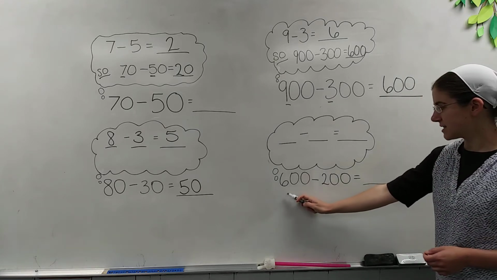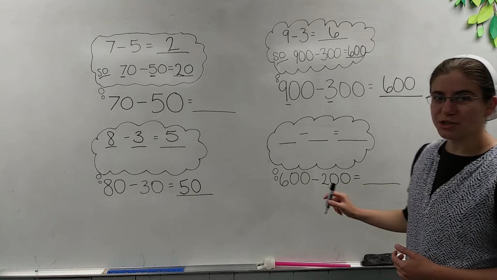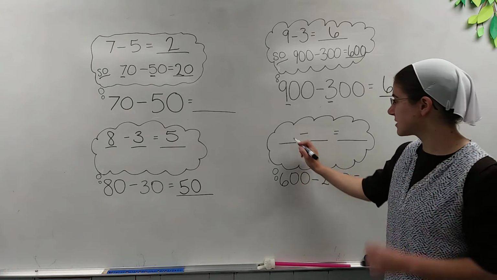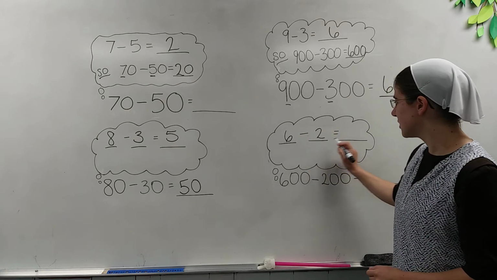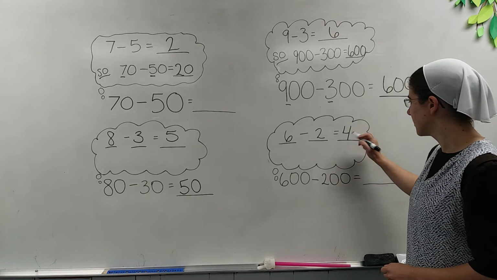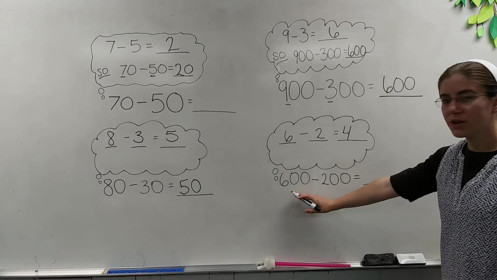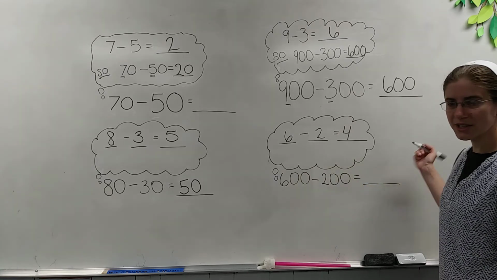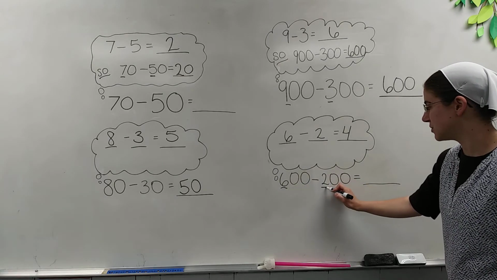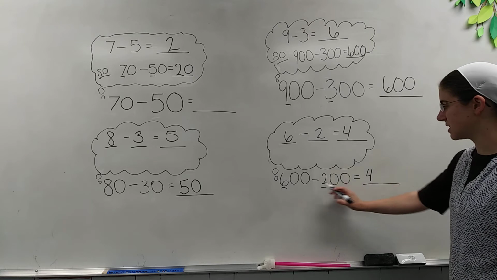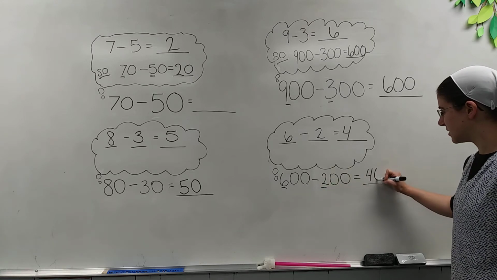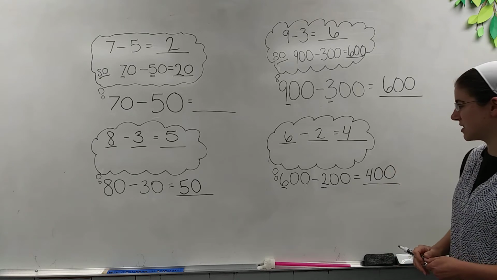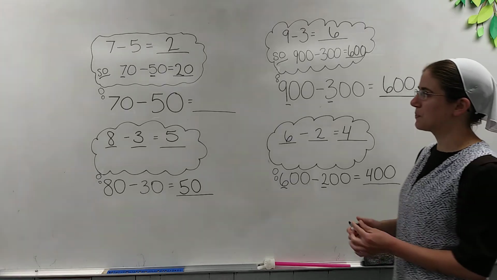Let's do another one. 600 minus 200. So subtract the numbers in the hundreds place. So I think 6 minus 2 equals 4. So 600 minus 200 equals, what goes in the hundreds place? We have 6 minus 2, so 4 goes in the hundreds place, and then we just add a 0 for the tens place and a 0 for the ones place. 600 minus 200 is 400.